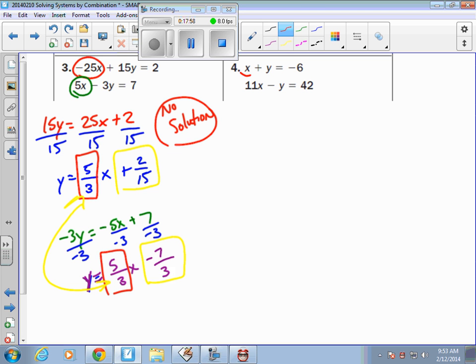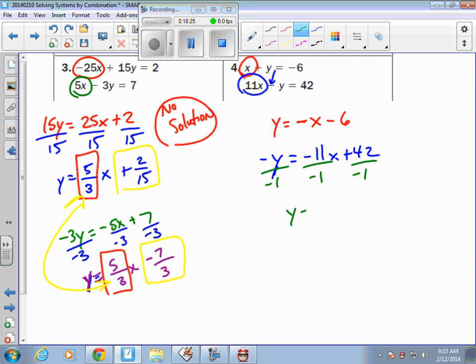Number 4 says x plus y equals negative 6, 11x minus y equals 42. When you move x over, you get y equals negative x minus 6. Remember, when it switches sides, it changes signs. The other equation, when you move your x value over, 11x becomes negative 11x. So y stays as negative because that's what's there right now. Negative y equals negative 11x, positive 42. That one doesn't move. You have to divide by negative 1. Divide that and that by negative 1. Y equals positive 11x because the negative divided by negative is a positive, and then 42 divided by negative 1 is minus 42.